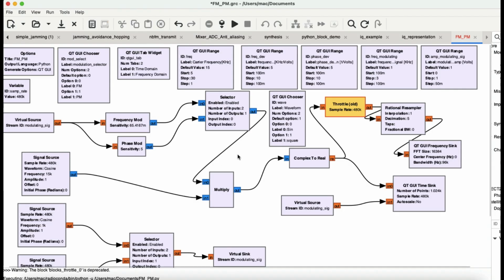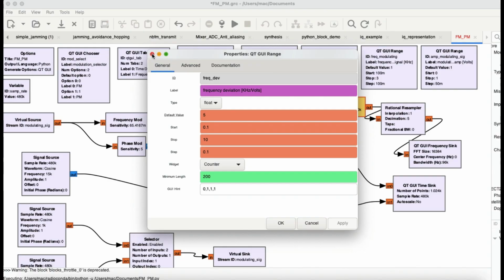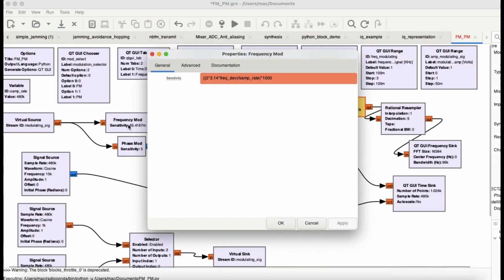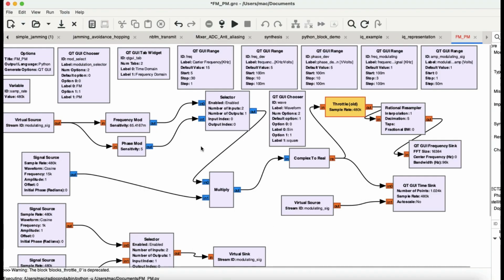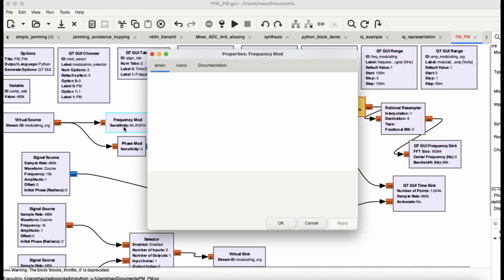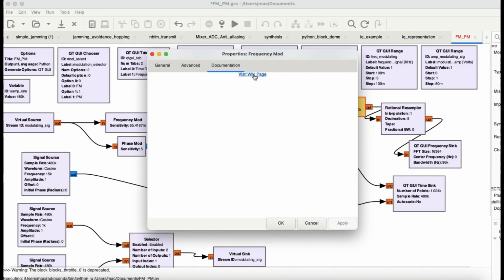Now let's quickly go into the frequency mod block. If you look at it, the frequency mod block has only one value. This has a value of sensitivity. And what is that sensitivity? Just by clicking, going to the documentation of this. Just go here, go to documentation.